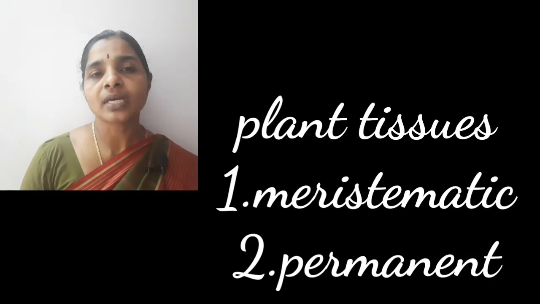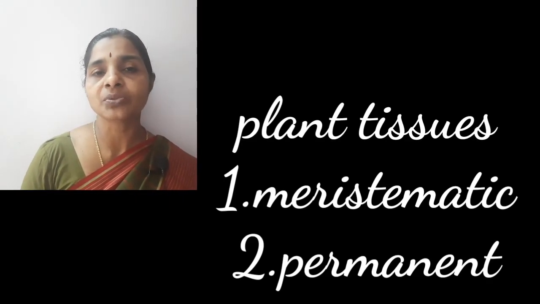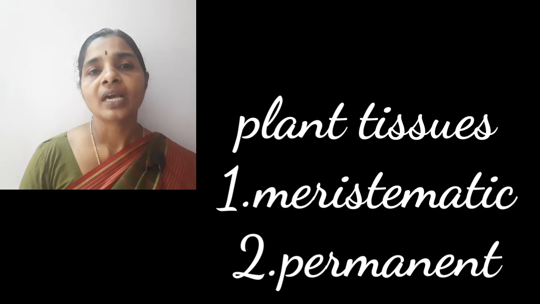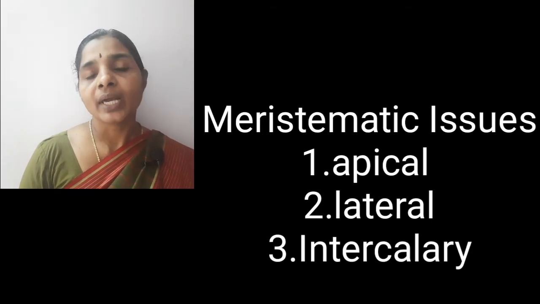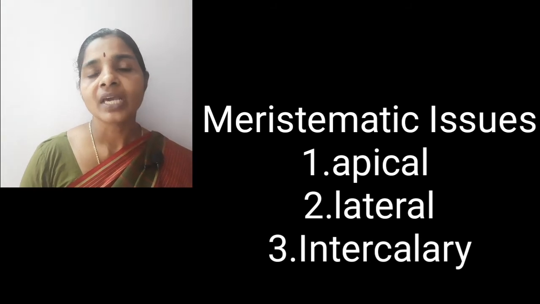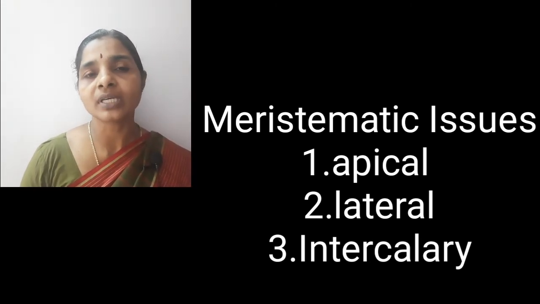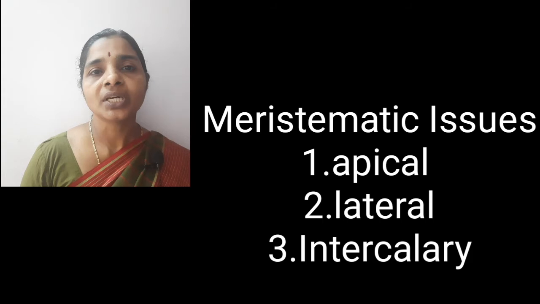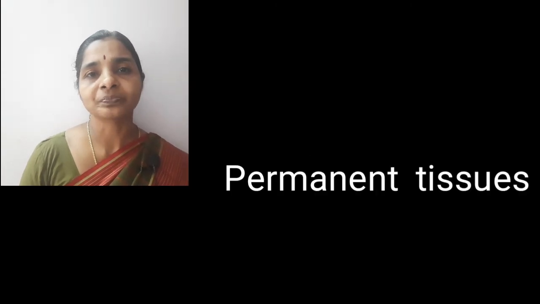So plant tissues are classified into meristematic tissues and permanent tissues. And the meristematic tissues are again classified into apical meristem, lateral meristem and intercalary meristem, and what is their function. Up to that we had completed. Now we can study another topic called permanent tissue.